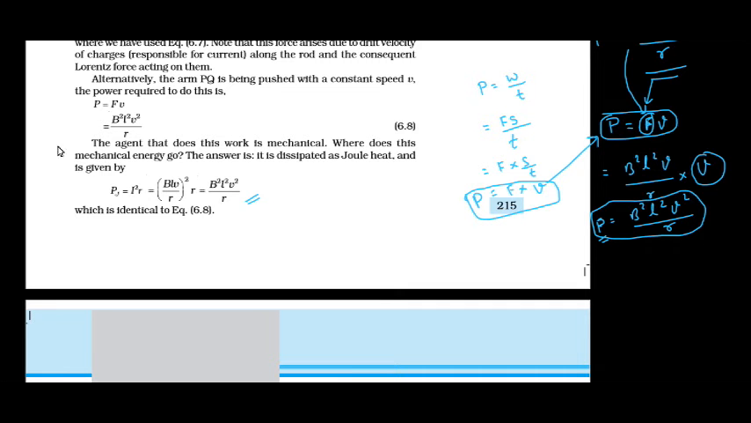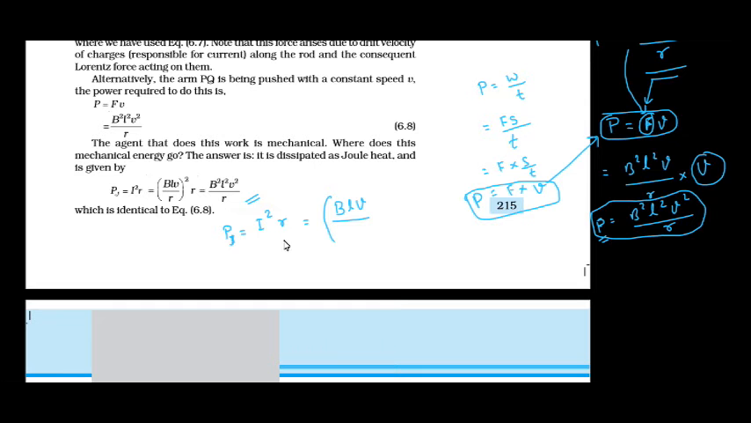So the agent that does this work is mechanical. Where does this mechanical energy go? The answer is it is dissipated as Joule heat and is given by this. So power is equal to, in terms of the heating effect of current, that is Joule heating effect, we can write I square R. So instead of I, we can write BLV.